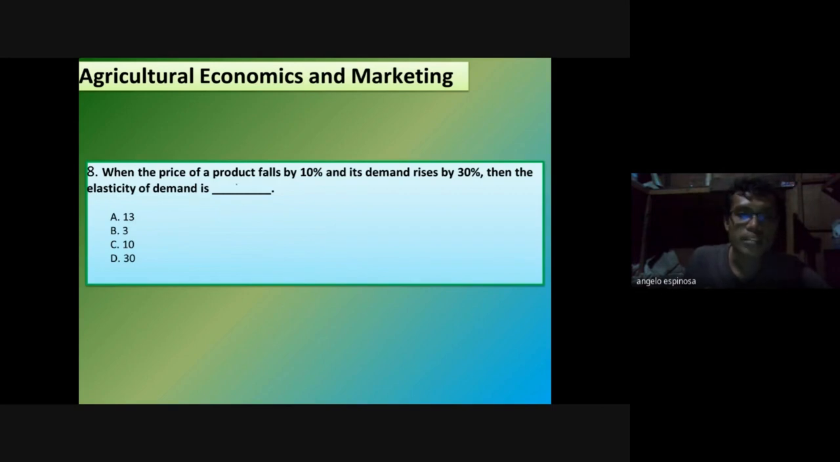Number eight, when the price of a product falls by 10% and its demand rises by 30%, then the elasticity of demand is, how are you going to compute this? 30 divided by 10 will give you 3. The correct answer is 3.